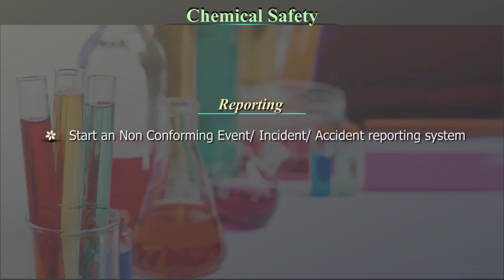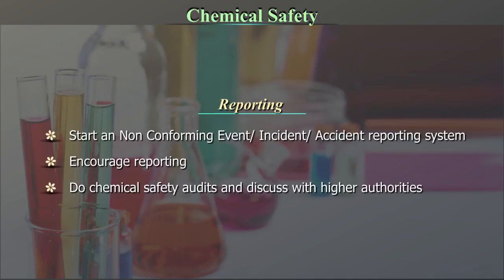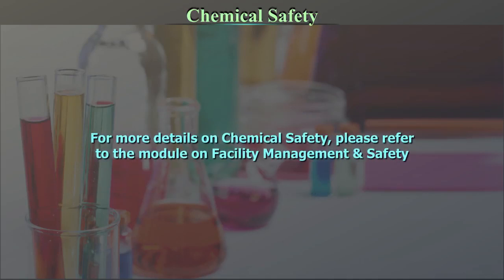Reporting. Start a non-conforming event, incident, accident reporting system. Encourage reporting. Do chemical safety audits and discuss with higher authorities. For more details on chemical safety, please refer to the module on facility management and safety.